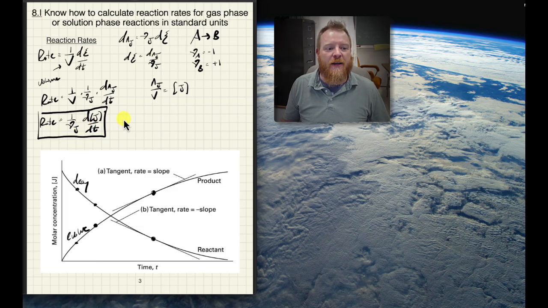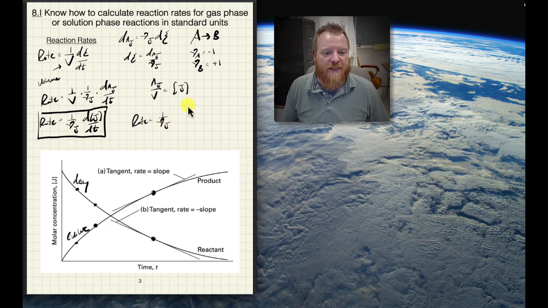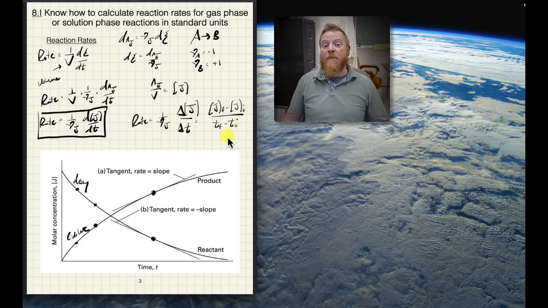The easiest way that we can calculate a rate is under the approximation that d[J] will just be equal to Δ[J] and dt will be equal to Δt. Let's put that in a box for concentration. In other words, that will be the final concentration minus the initial concentration divided by the change in time over that same window. Okay.